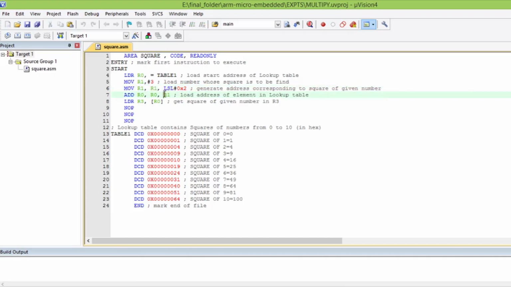Okay, and then to the initial address. Now if table 1 is your initial address, to that you are adding whatever is the multiplied content and the total here, because let's assume the initial address as 0, 0 plus 12 is 12. So that address will now be there in R0 and the content of that address is moved to R3. Fine. That is what we are doing. Here no operation is written. It is just used to create some delay.